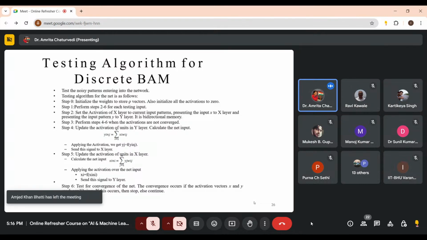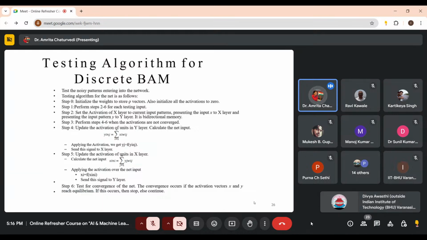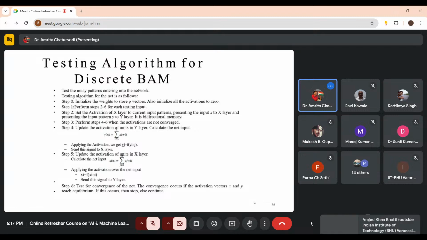You test for convergence of the net. The convergence occurs if the activation vectors X and Y reach equilibrium. If this occurs, then you stop, else continue.